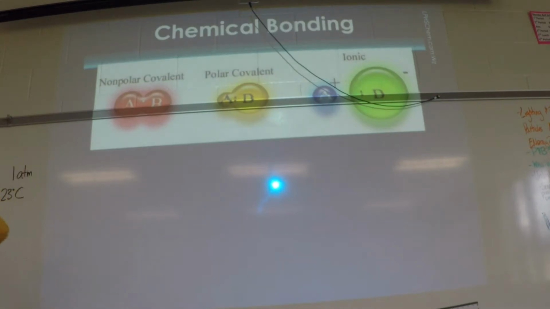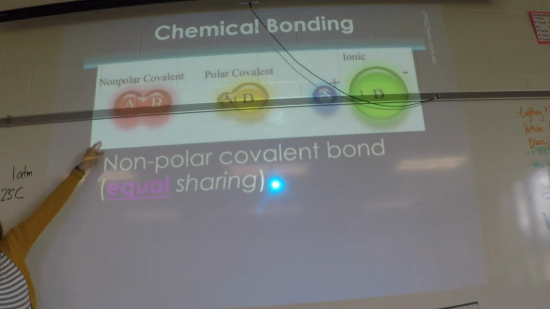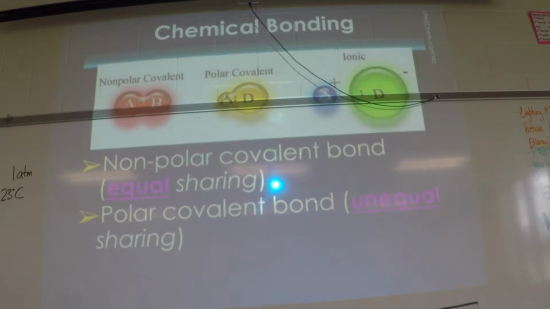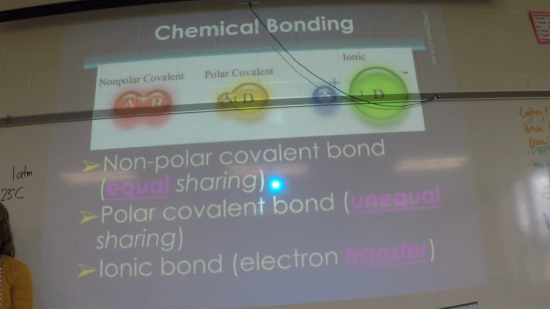So here are the 3 extremes. Non-polar is equal sharing. The electrons are shared equally. Polar, they're still shared, but it's not equal. And then, is ionic sharing? No. Ionic is a complete transfer. Somebody won the tug of war or somebody gave up, and they just all go one way.